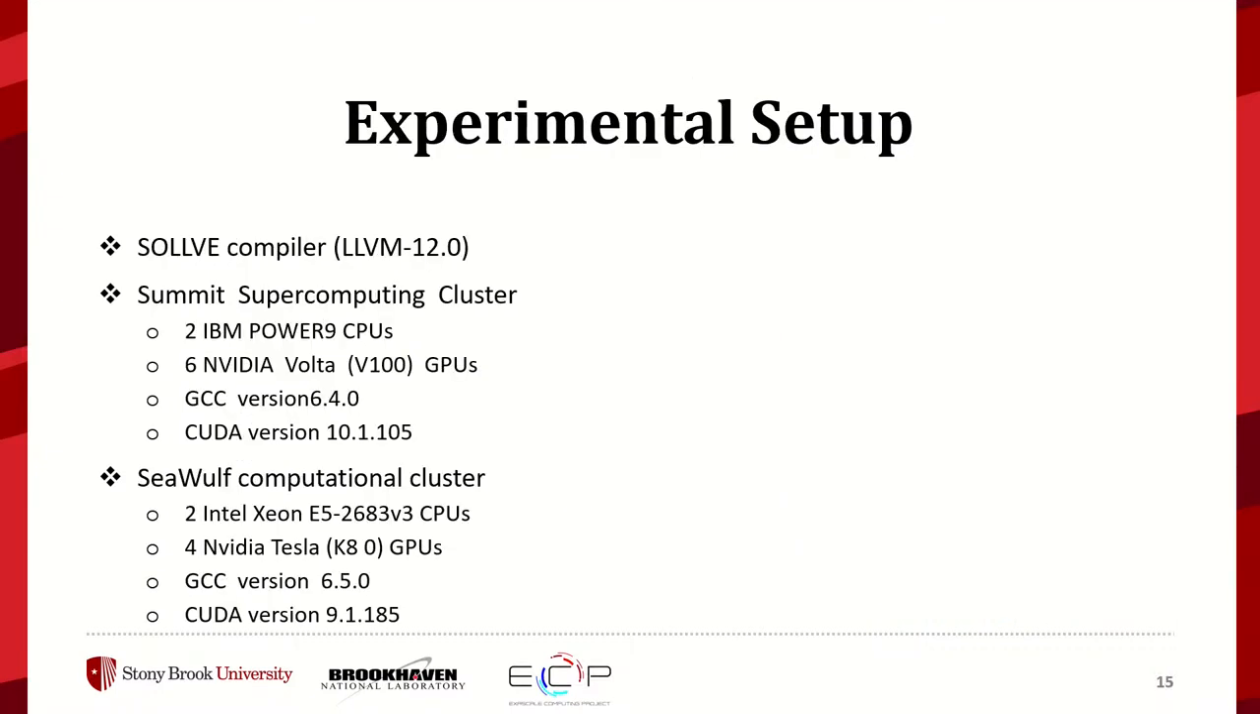To test and evaluate our implementation, we used the Summit Supercomputing Cluster at ORNL and the Seawolf Computational Cluster at Stony Brook University. Summit has a hybrid architecture where each node contains two IBM Power 9 CPUs and six NVIDIA Volta V100 GPUs. We used GCC version 6.4 and CUDA version 10.1 to build our implementation of LLVM. A Seawolf node, on the other hand, contains two Intel CPUs and four NVIDIA Tesla K80 GPUs. We used GCC version 6.5 and CUDA version 9.1 to build our implementation of LLVM on Seawolf.